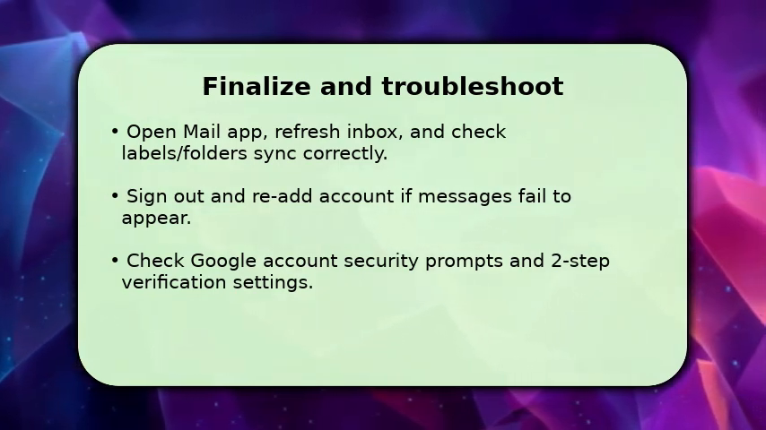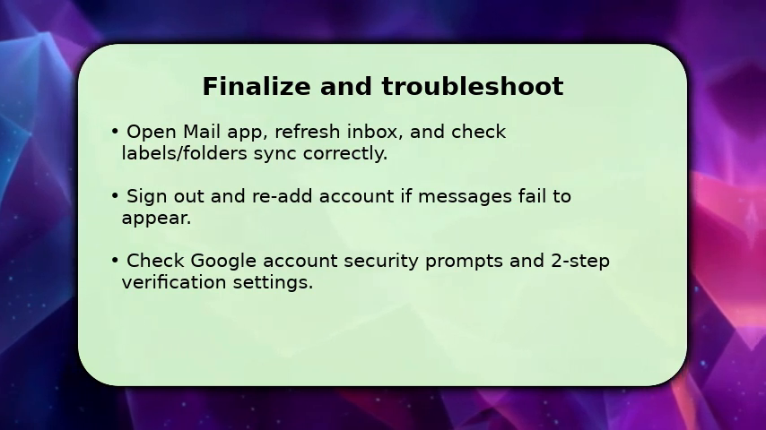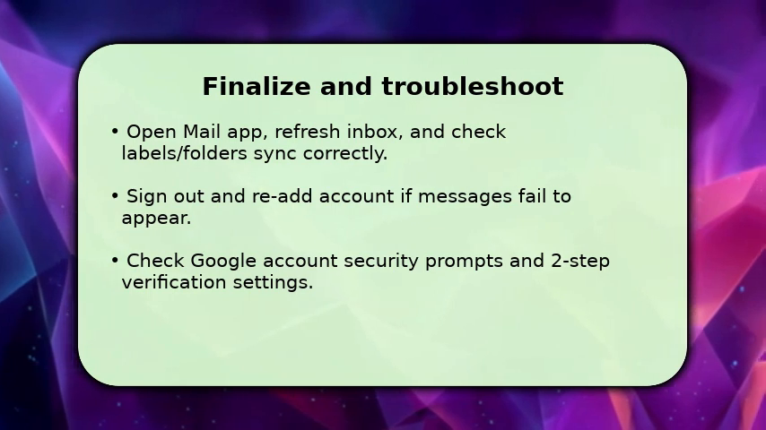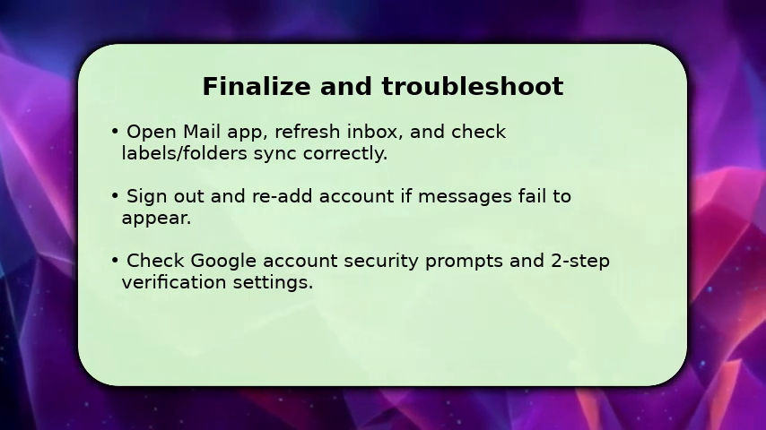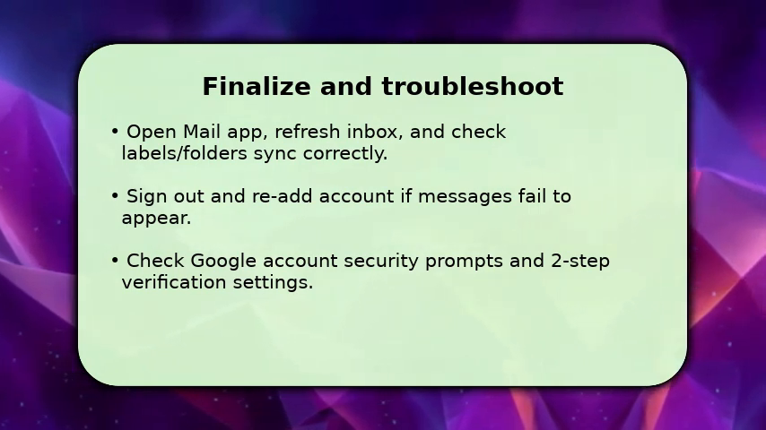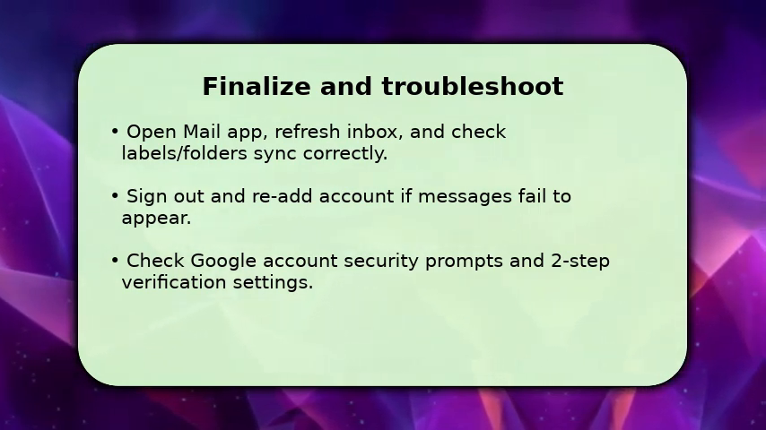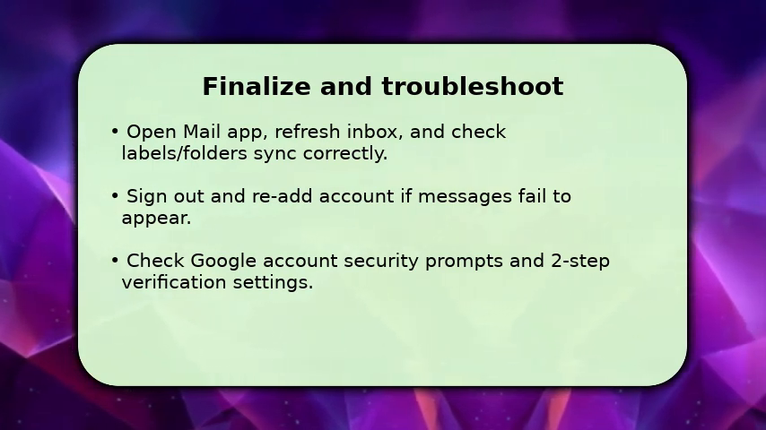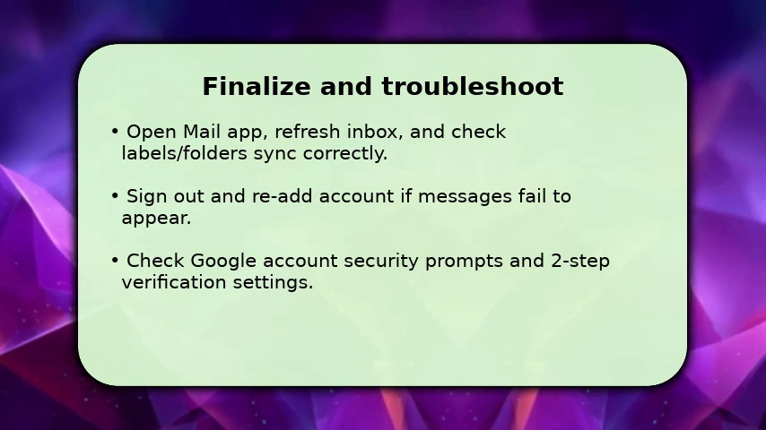If Mail doesn't sync, first toggle the account off and on in Settings or sign out and re-add the Google account to reset permissions. Make sure there are no Google security prompts waiting in your browser or the Google app, and verify two-step verification isn't blocking access. If problems persist, check network connectivity and background app refresh. These often fix intermittent sync issues.